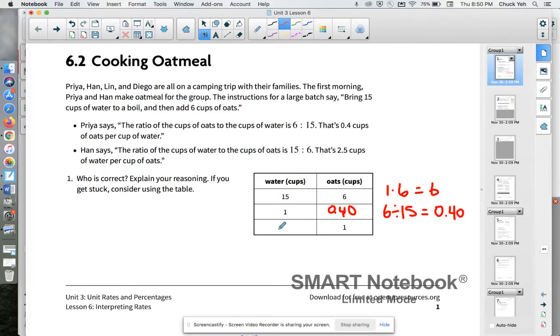And then next, we want to find out what this is. So we can cross multiply 15 times 1. 15 times 1 is 15. And then 15 divided by 6. Then I'm going to use my calculator. It is 2.5. So this is 2.5.